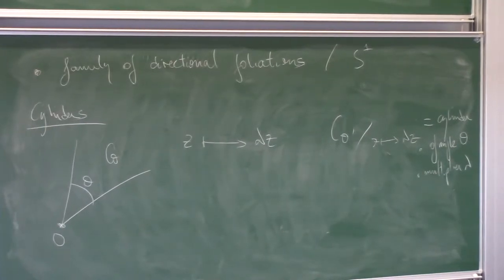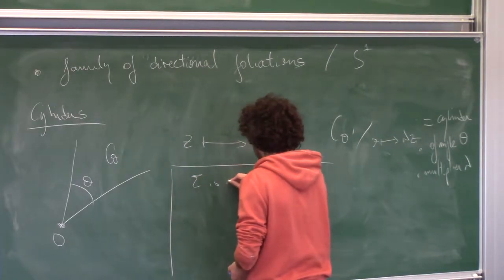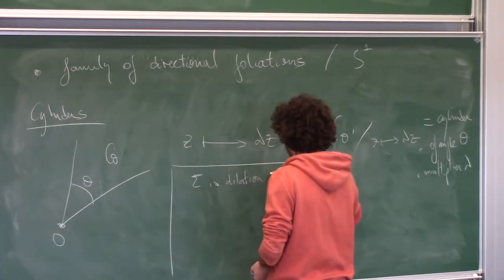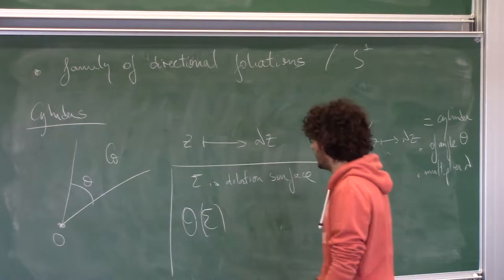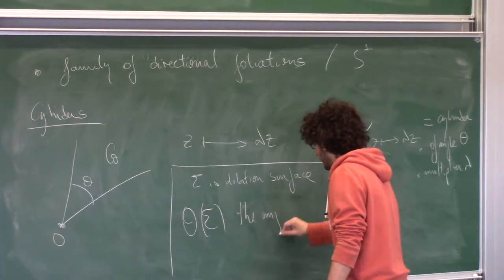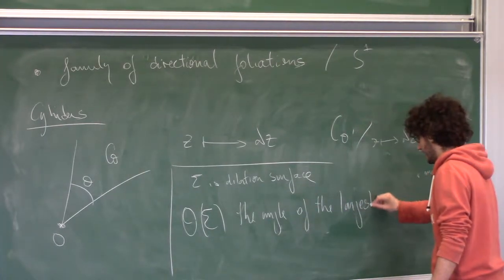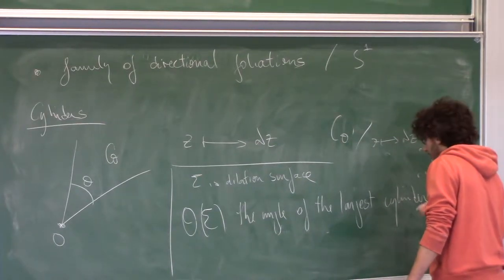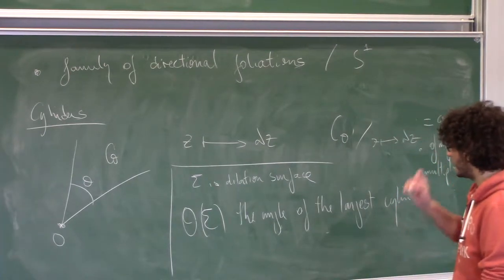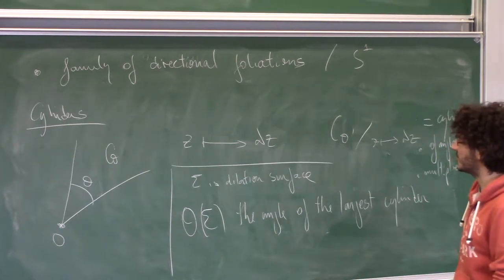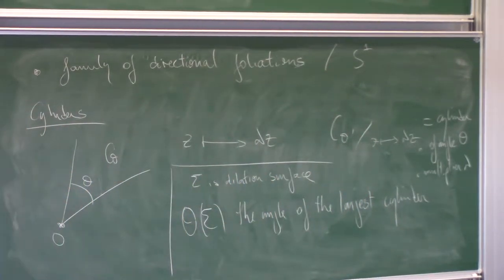Okay. So one last thing that I want to introduce is, when I have a dilation surface, sigma a dilation surface, I will denote by theta sigma the angle of the largest, in the sense of the angle, cylinder. Okay, so you have to check that this function is well defined, but that's not very difficult. I'm going to introduce moduli spaces in a second, but it's going to be a continuous function on the moduli space. It's going to be an important function in my story.